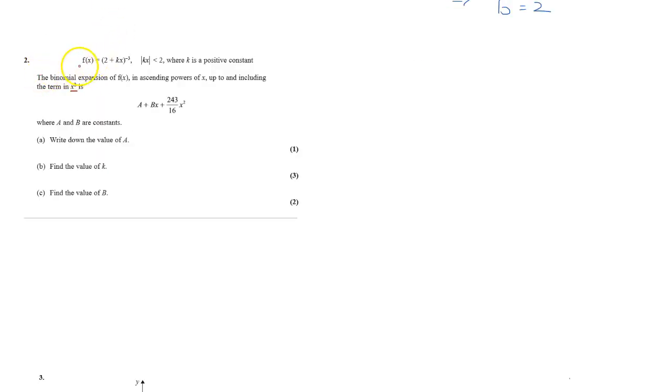Question number 2. f(x) is equal to 2 plus kx to the power minus 3, where the modulus of kx is less than 2. You have to expand it and write it in ascending powers of x up to 3 terms. So 2 plus kx to the power minus 3. Let's take 2 common. So 1 plus kx over 2, to the power minus 3.